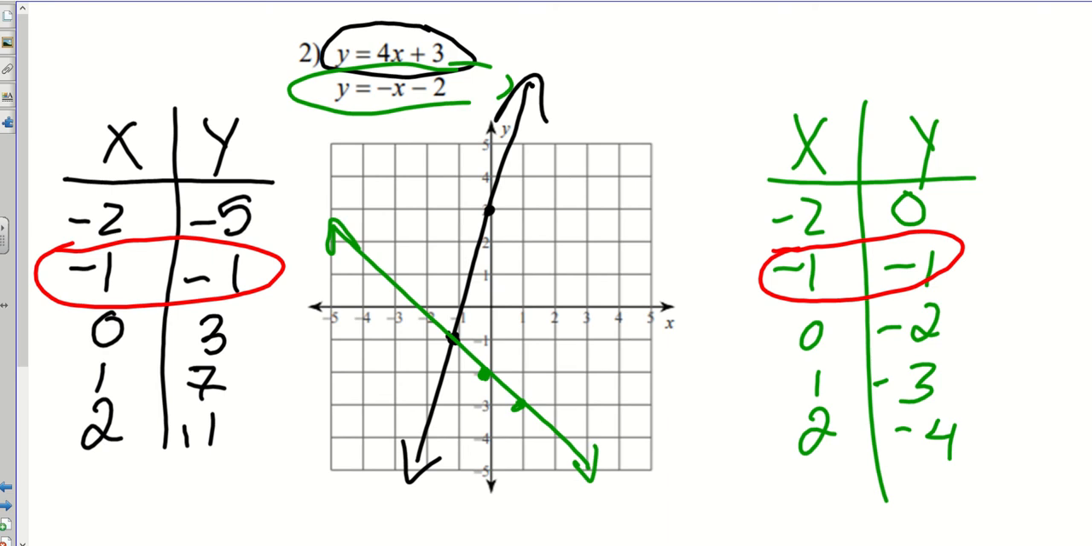And I can see my intersection point on the graph is right here. And it is, in fact, at -1, -1. So it worked. We did it with the table, we did it with the graph, we got the same solution.